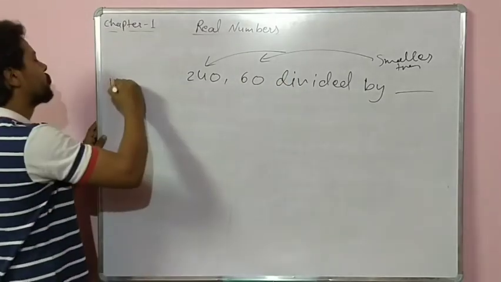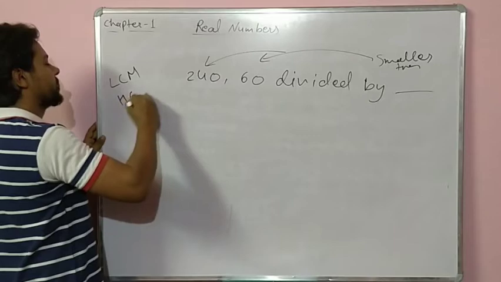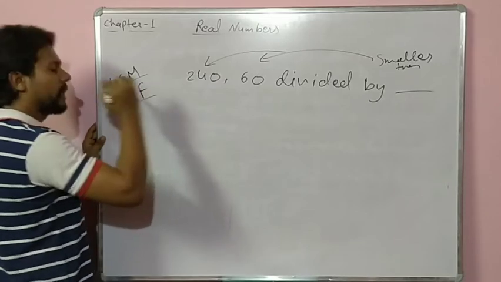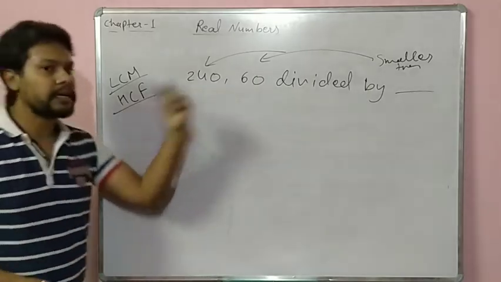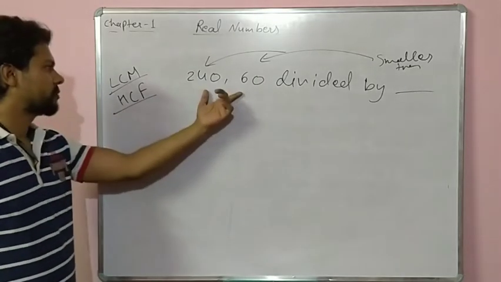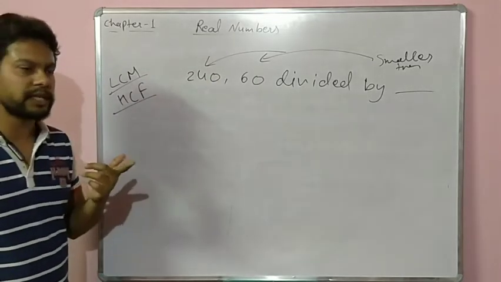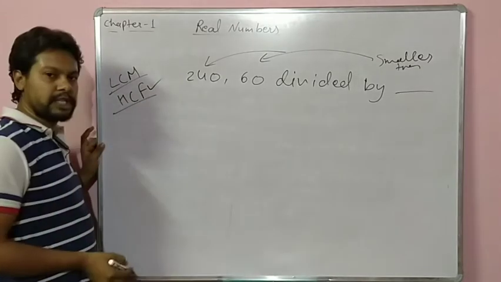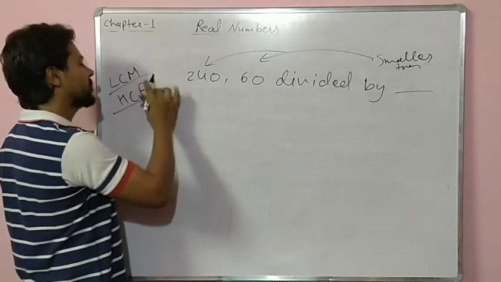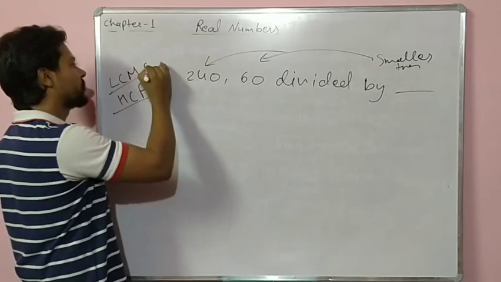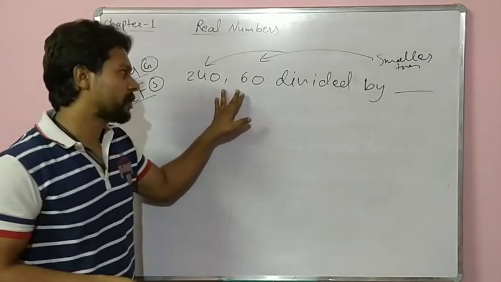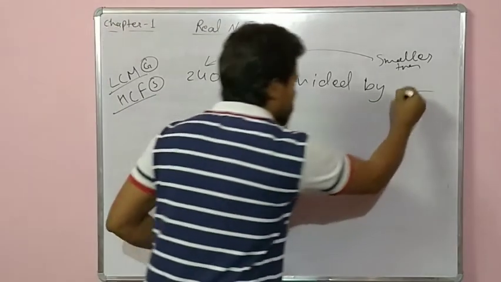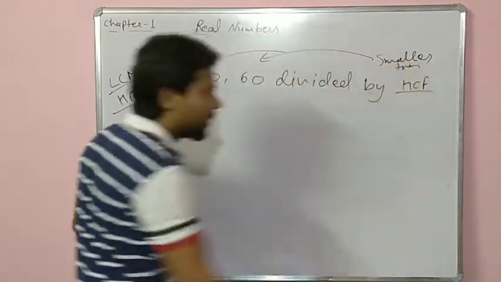Now here we have two things, LCM and HCF. Now tell me which of these is smaller than the given numbers. We find the LCM of these two and HCF of these two. What will be the smaller one? That is the smaller. Okay, this one is smaller and this one is greater than them. So when any two numbers are divided by something, it is always their HCF.